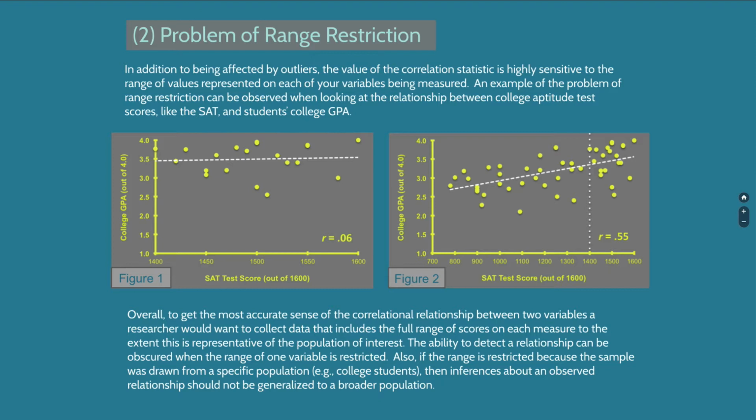Also, if the range is restricted because the sample was drawn from a specific population, such as college students, then inferences about the observed relationship should not be generalized to a broader population. For instance, we should not conclude that because we did not find a relationship between SAT scores and GPA in students admitted to prestigious institutions, that SAT scores are not predictive of general college student success.